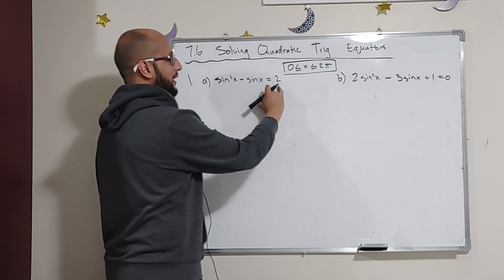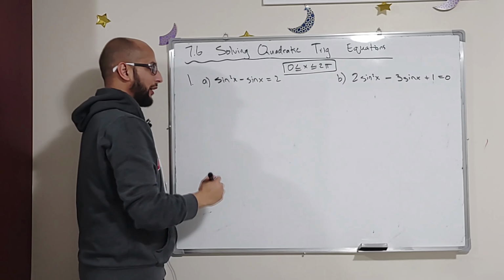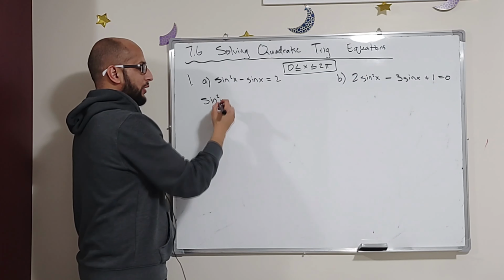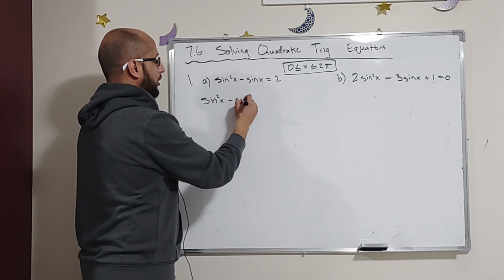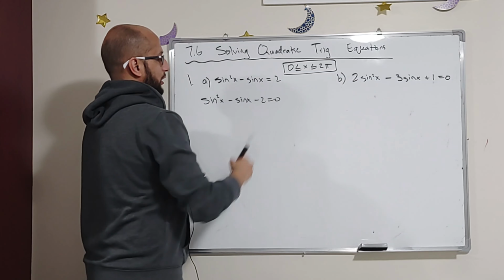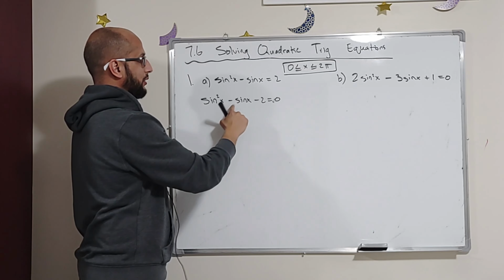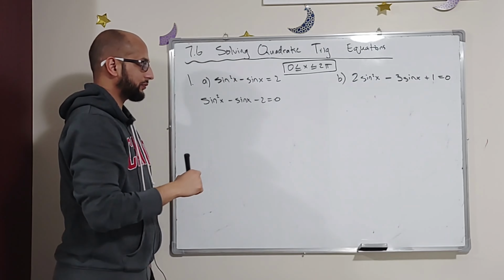Sine squared x minus sine x is equal to 2. We need to solve for x between 0 and 2 pi. So obviously the first step when you're dealing with quadratics is to get everything onto one side in factored form equal to 0. So this is what we got. Sine squared x minus sine x minus 2 is equal to 0.